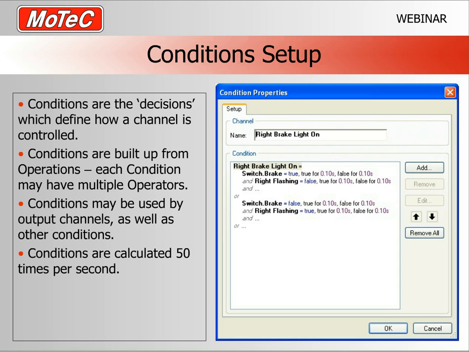So the conditions are the decisions that define how we control the channel. Each of these decisions can be a very complex or a fairly simple operation, and operations are, if you like, the individual components of how these decisions are made.